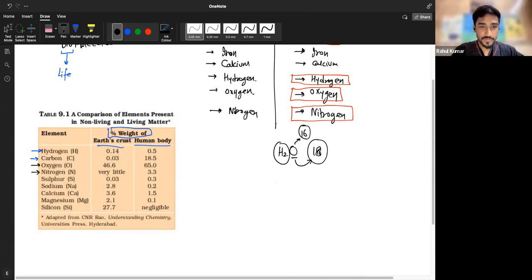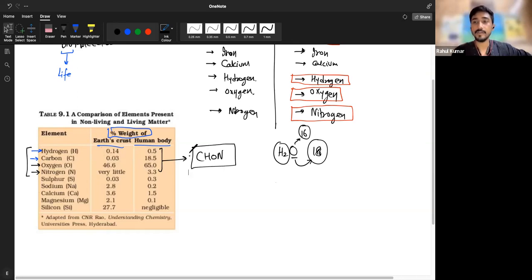So if you look at these first 4 elements, they are together known as CHON. This is an acronym to remember it. Remember, CHON is the basis of life. Carbon, hydrogen, oxygen, nitrogen. CHON. So write down this one line.